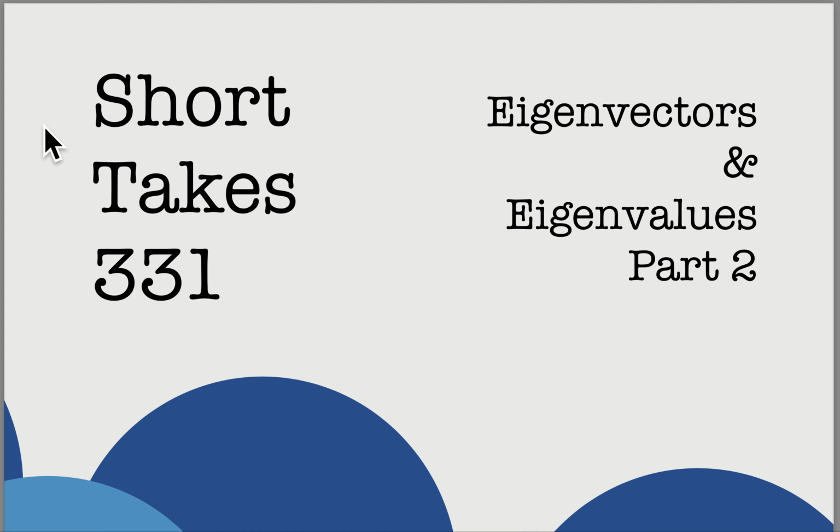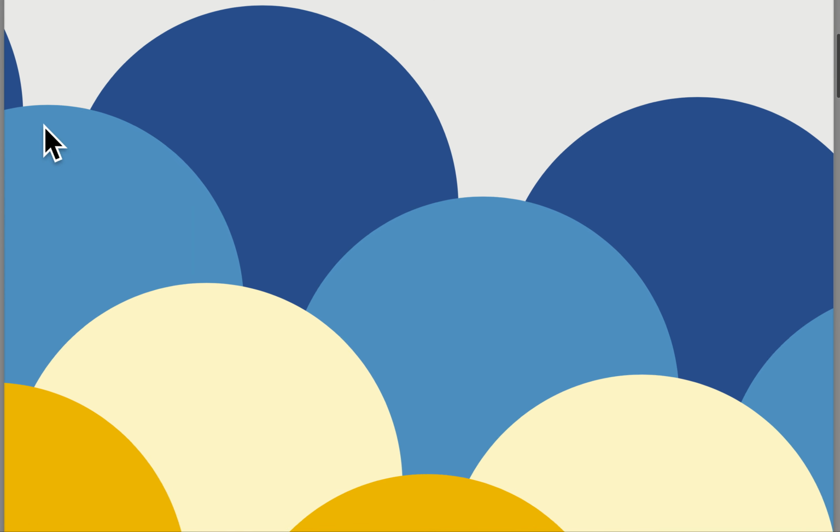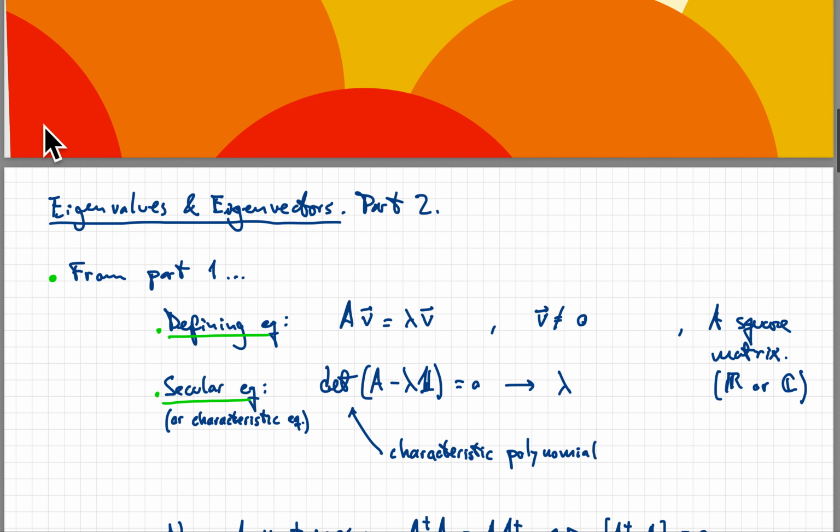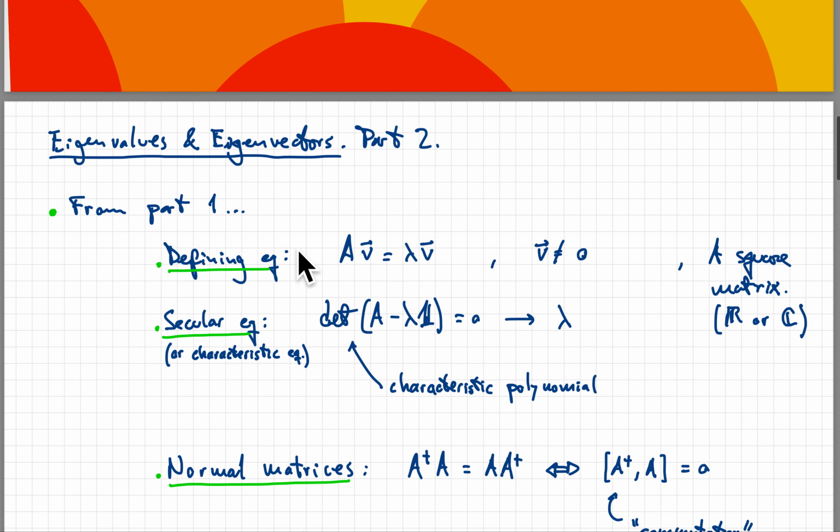Today we're going to continue our discussion of eigenvectors and eigenvalues. So this is part 2. And remember from part 1 we had our defining equation of eigenvectors and eigenvalues. Given a matrix A, which could be really any linear operator, but we're going to assume for now that it is a matrix, we say that we have an eigenvector and an eigenvalue when we have a vector and a scalar that satisfy this equation.